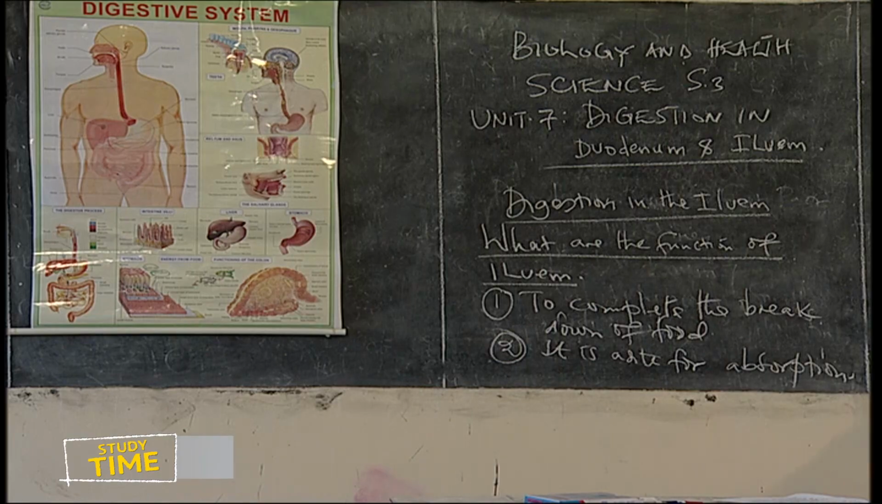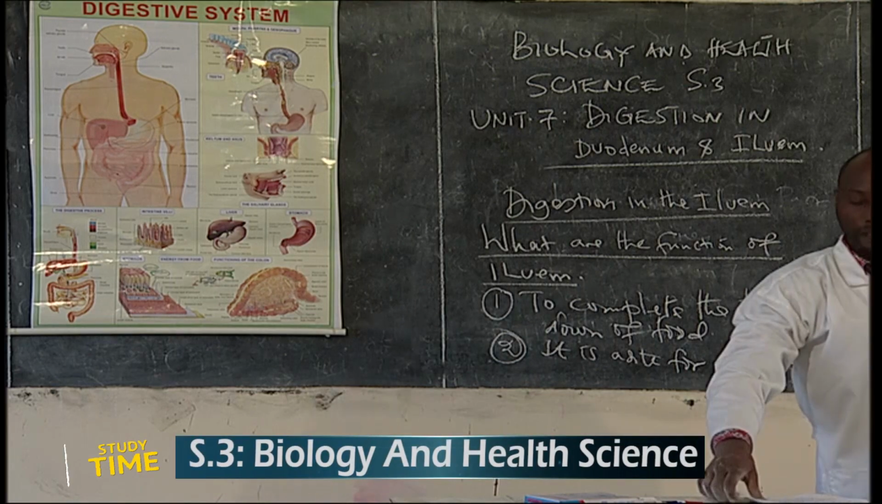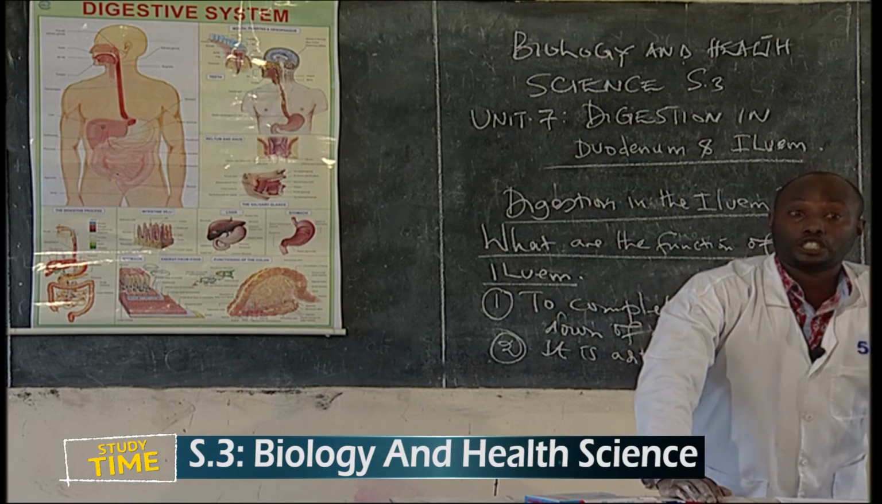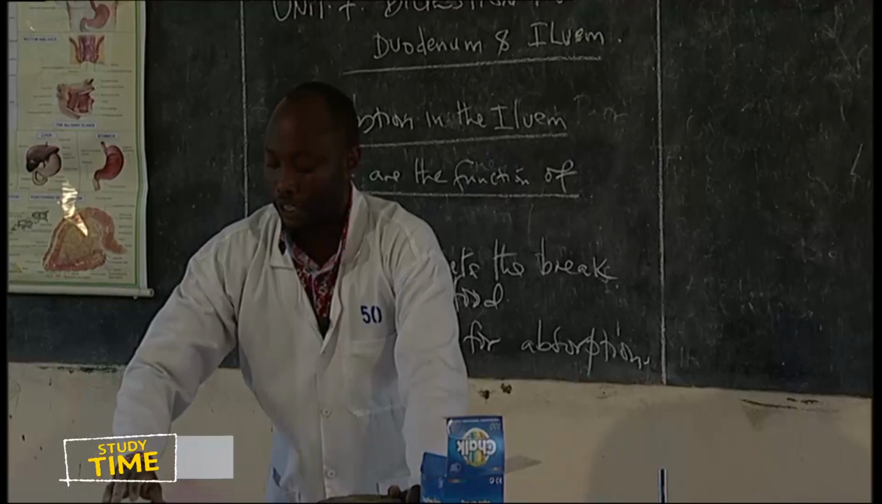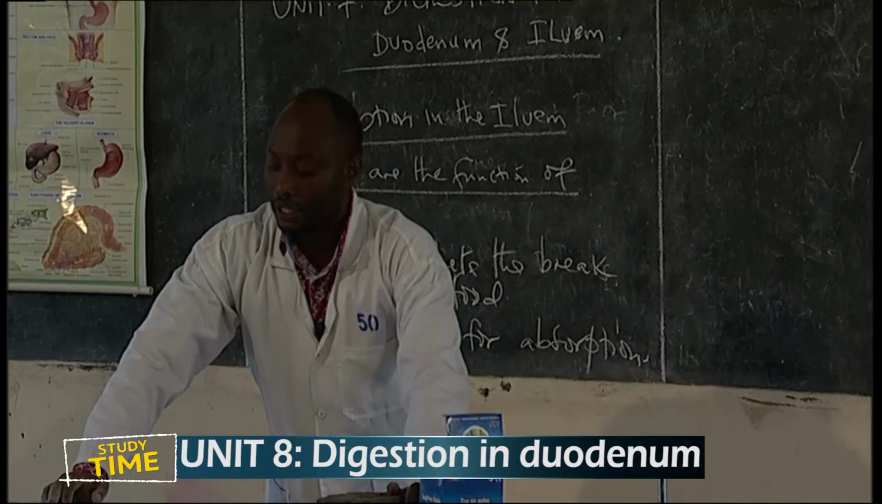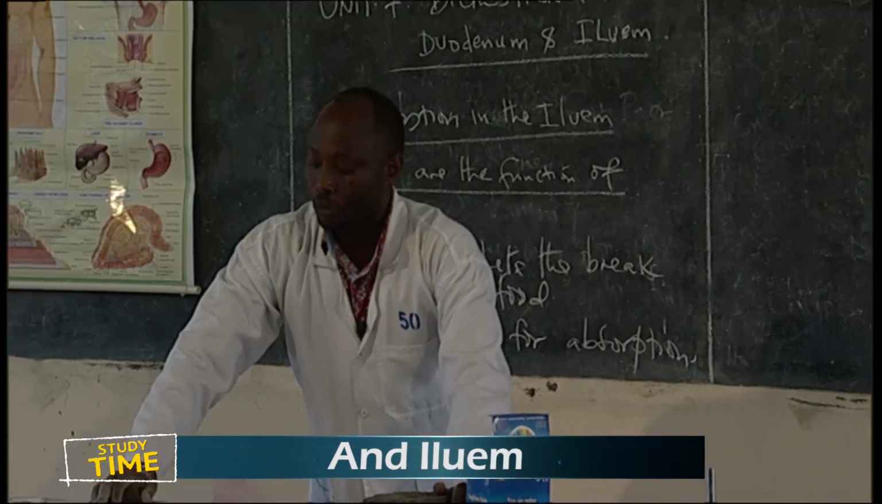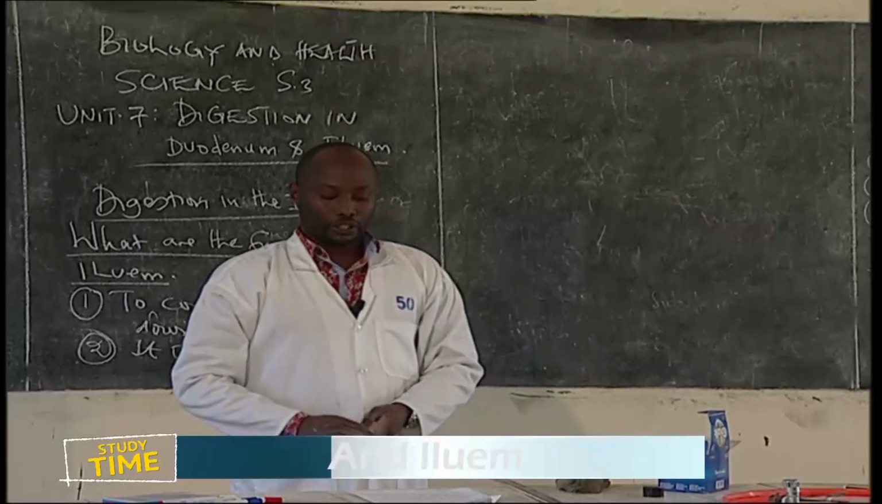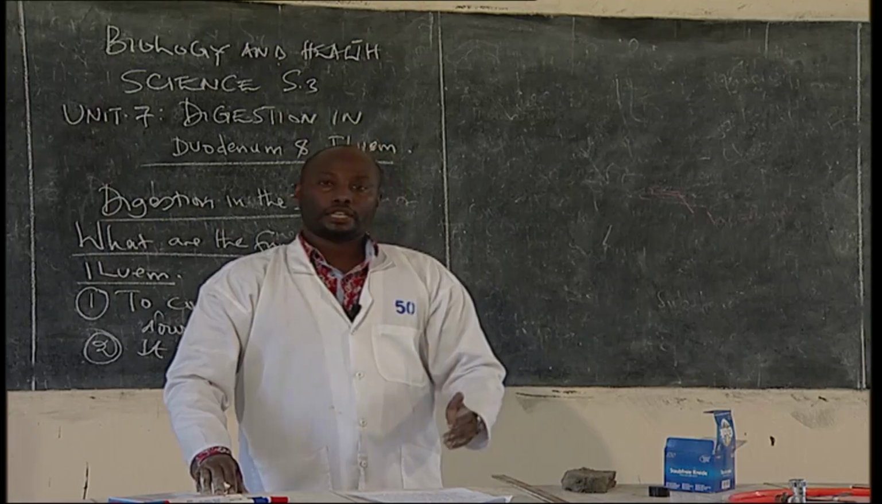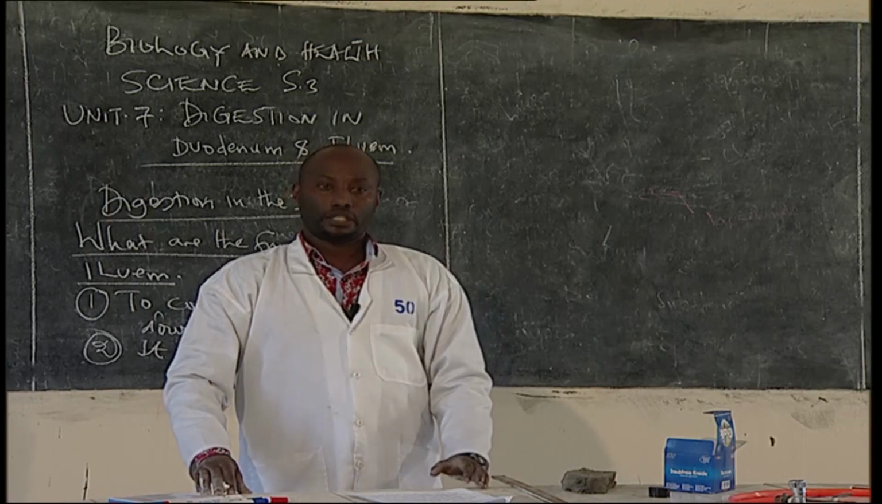The epithelial lining of the small intestine has special cells. These special cells are called goblet cells. The goblet cells secrete mucus, and this mucus protects the small intestines from being digested. Being digested by what? This is being digested by digestive enzymes.